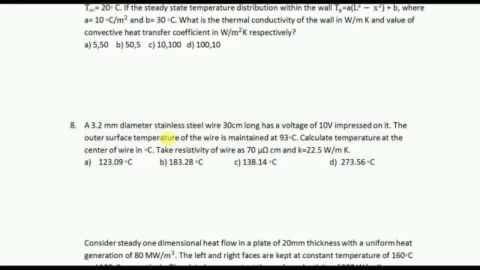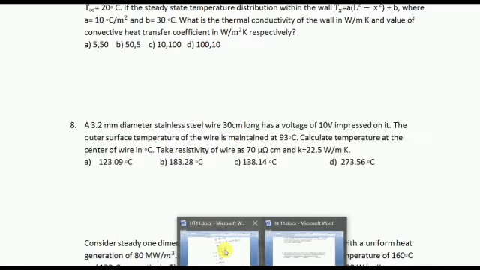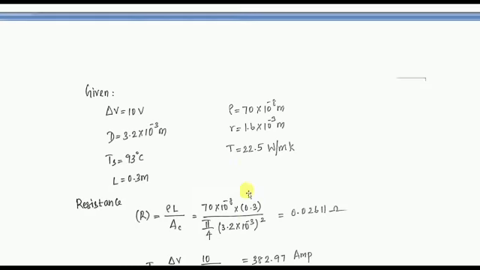Now moving on to the next problem, you can see a 3.2 mm diameter stainless steel wire, which is 30 centimeter in length, and a voltage of 10 volt is impressed on it. The outer surface of the wire is maintained at 93. Calculate the temperature at the center of the wire. See what things they are going to ask.